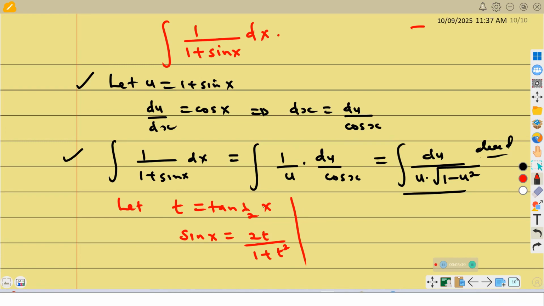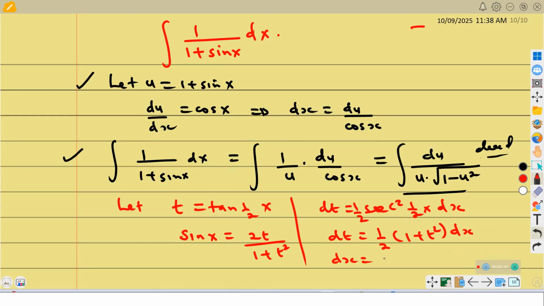It means the person will have dt as a half sec squared of a half x dx, which means dt will be the same as a half into 1 plus t squared dx. And the person would go on and get dx as 2 dt upon 1 plus t squared. So the person would again substitute in this given expression. And this would mean the person would have the integral of 1 over 1 plus 2t upon 1 plus t squared, then times 2 dt upon 1 plus t squared.